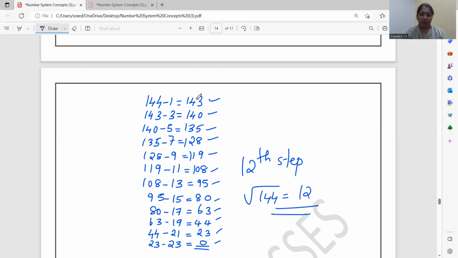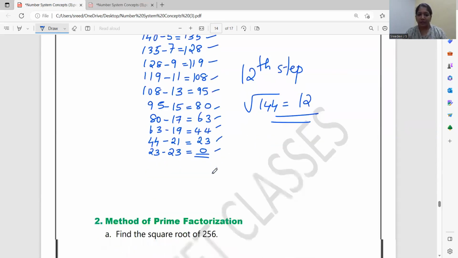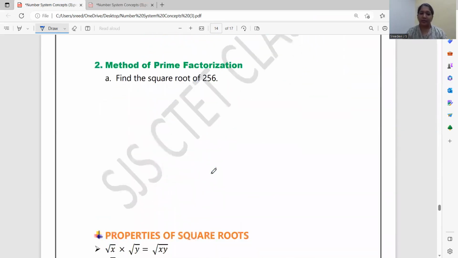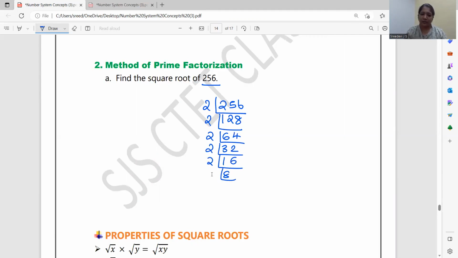Okay, so this is the method of finding square root using the repeated subtraction method. Next method is the method of prime factorization. This you are already very much aware of. You have to prime factorize this number 256. When you divide by the smallest prime number, what will you get? 256 divided by 2 is 128, right? Again by 2, we'll be getting 64. Then 32. 32 again by 2, we'll be getting 16, 16 by 2 we'll be getting 8, 8 by 2 we'll be getting 4, 4 by 2 we'll be getting 2.